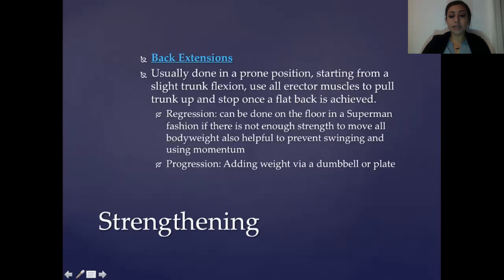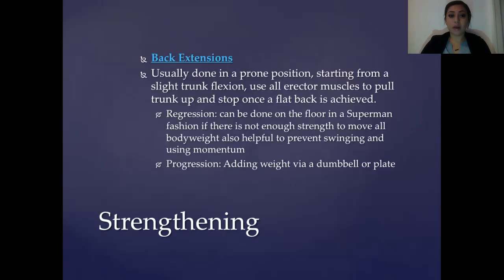Okay, and then the second strengthening exercise that I found was back extensions. I'll show you in a bit what that looks like. But usually that's done in a prone position, or a face down position. You start from a slight flexion, and you use all the erector muscles to pull your trunk up, and you stop once your flat back is achieved. You never want to hyperextend, and you don't want to be using momentum to bring you up, because you can injure yourself that way.